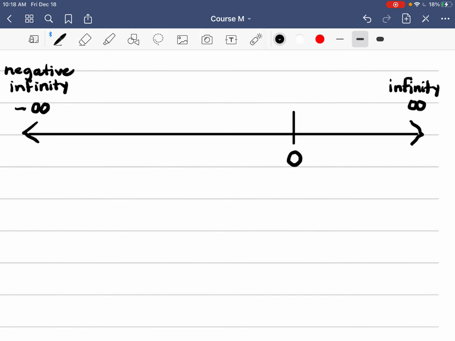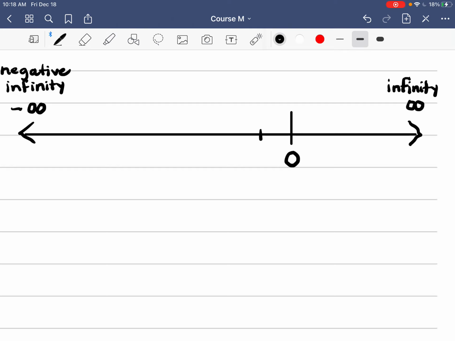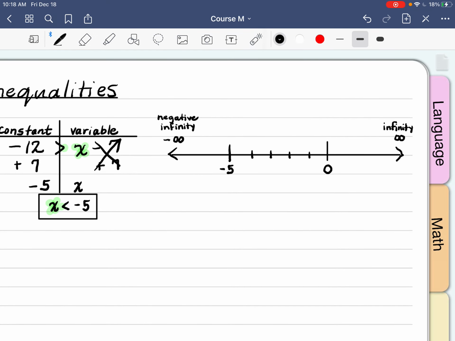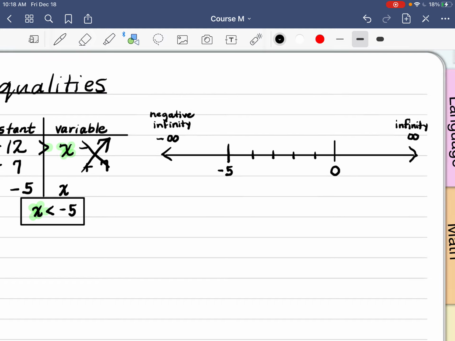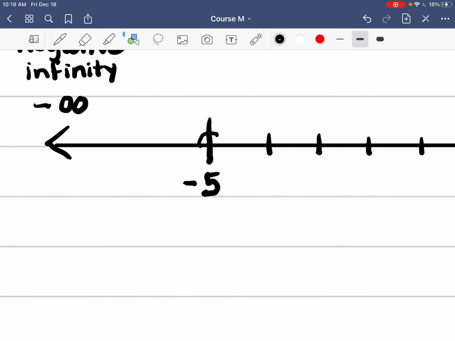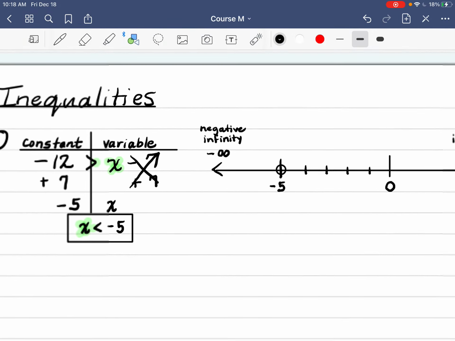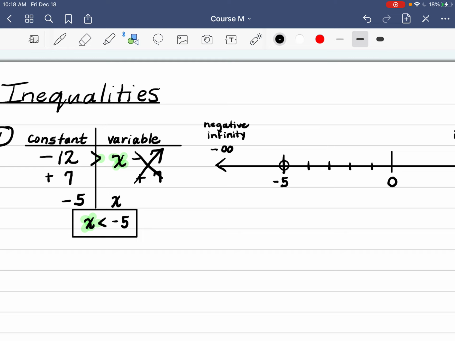If that's 0, negative 5 is going to be 1, 2, 3, 4, 5 spaces below 0. So here is negative 5. So I'm just using 0 as a reference. It has nothing to do with this problem. The negative 5 comes from that standardized solution. So we draw a circle. You need to draw a pretty large circle right there at negative 5 because that is our point of reference.